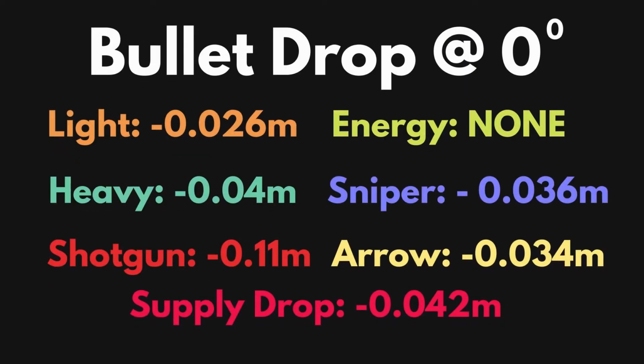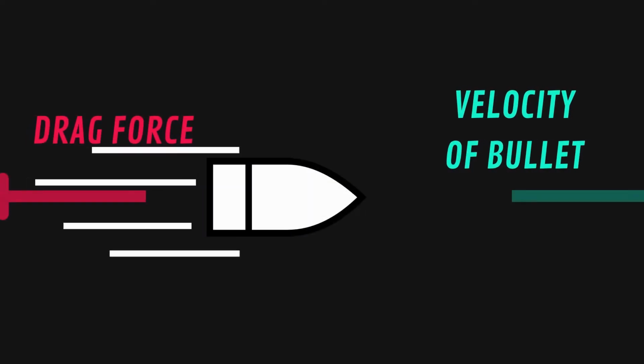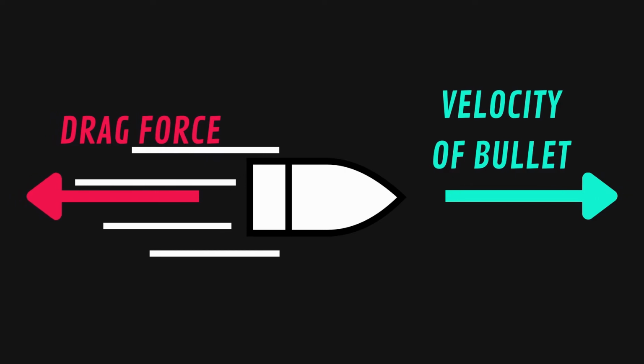And with this equation, I was able to calculate the different bullet drops for each of these bullet types. And what we get are these numbers right here. As we can see, the heavier the ammo, the more it started to drop. And this is also coherent with what I said a while ago, that the supply drop and the heavy ammo have the slowest bullet velocity, because the slower it is, the more likely it is to fall faster. But also, the faster it is, the more likely the force of drag will be stronger.